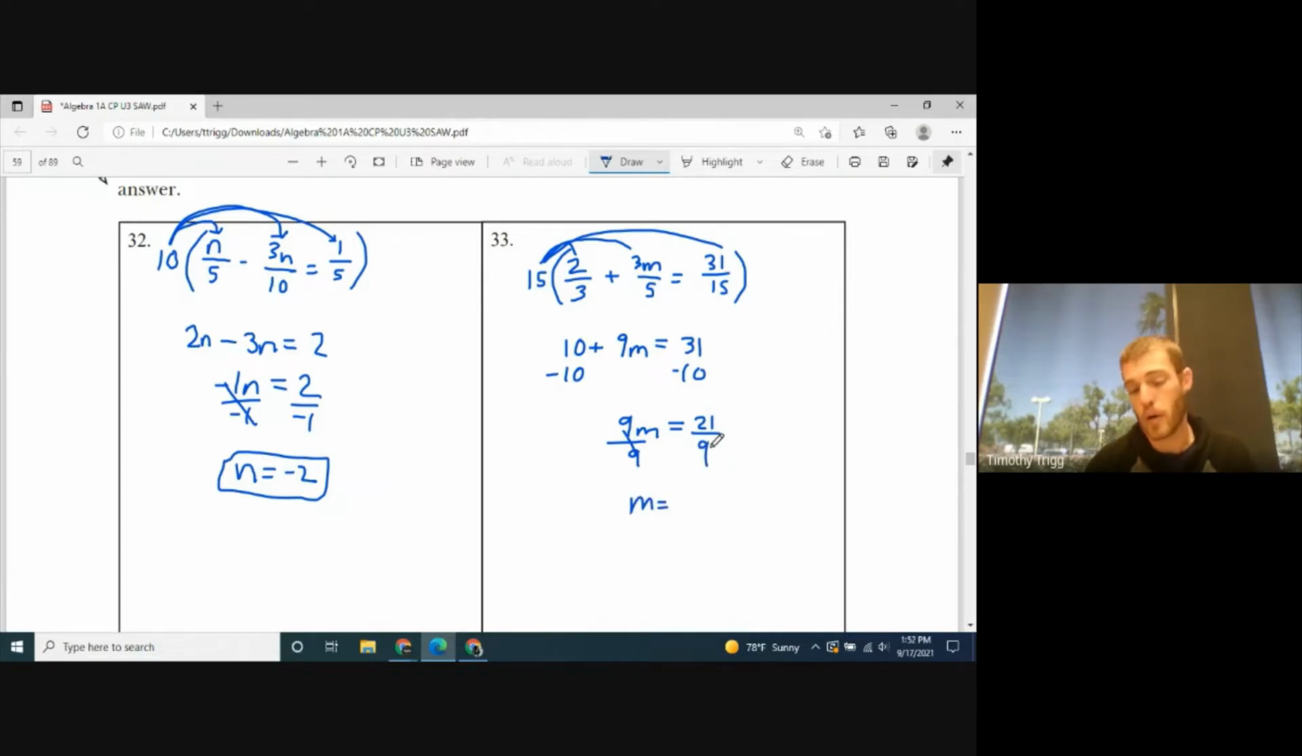So here we have 21/9. Now this one reduces by 3, so that would be 7/3. Once we divide both top and bottom by 3, it reduces down to 7/3. So you always want to reduce the fractions if you can. In this case, we can reduce this because both of these are divisible by 3.